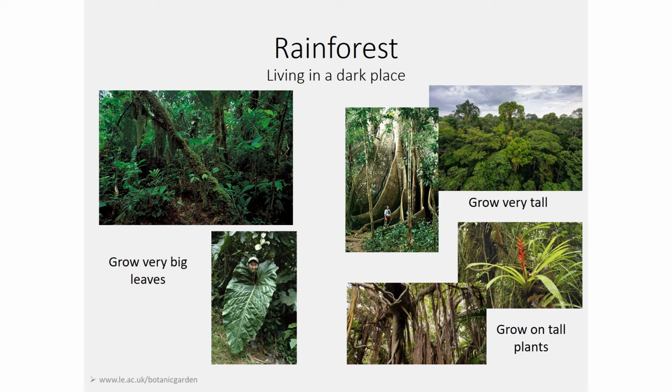See the one in the picture with an adult looking over the top. Some plants grow very tall to get the light. The trunks on the ground can be very big indeed. Other plants don't grow from the ground, and they grow on other tall plants, like the red flower bromeliad or the lianas hanging from tall trees.